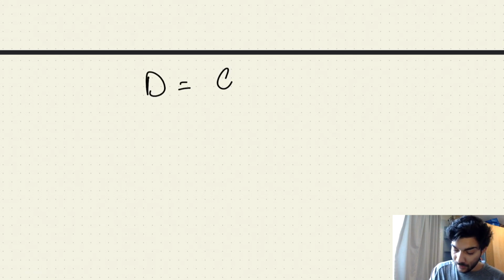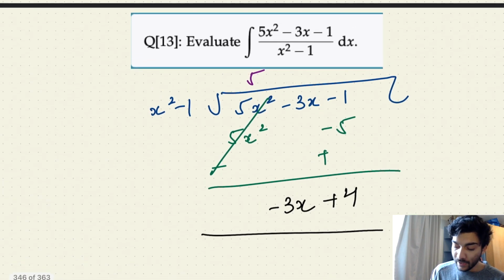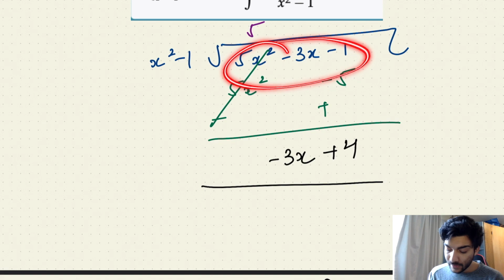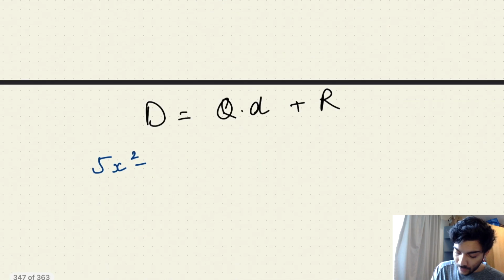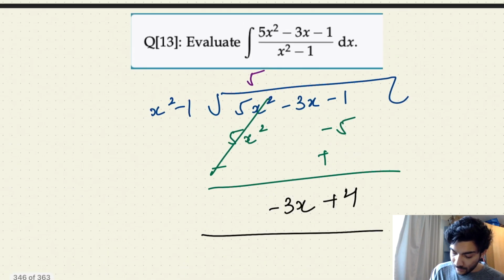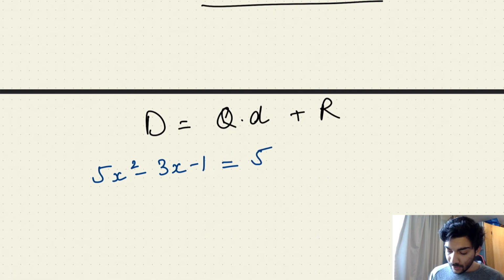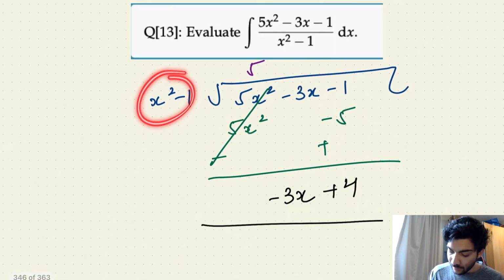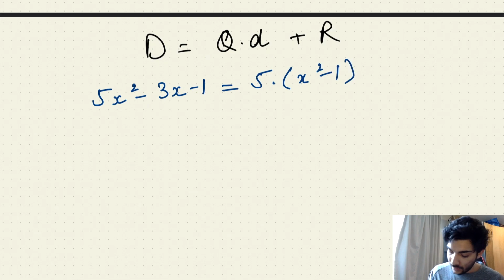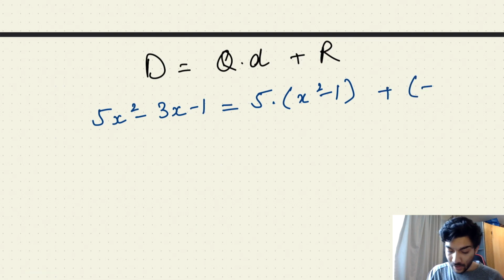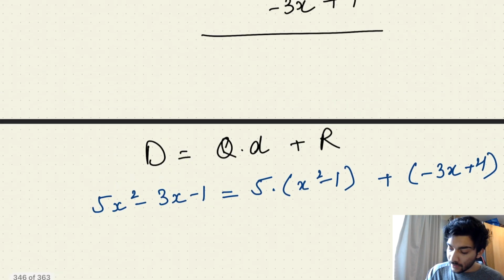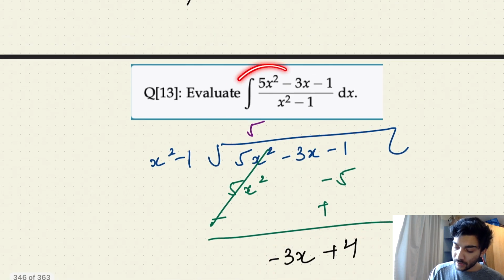And you already know the division formula, right? We know that dividend is basically quotient times divisor plus remainder, right? So dividend in this case is 5x square minus 3x minus 1. Quotient is this one, so 5 is the quotient. 5 times divisor is this one, x square minus 1. And then your remainder is basically this expression over here, right? So your remainder is minus 3x plus 4, because this is your remainder.